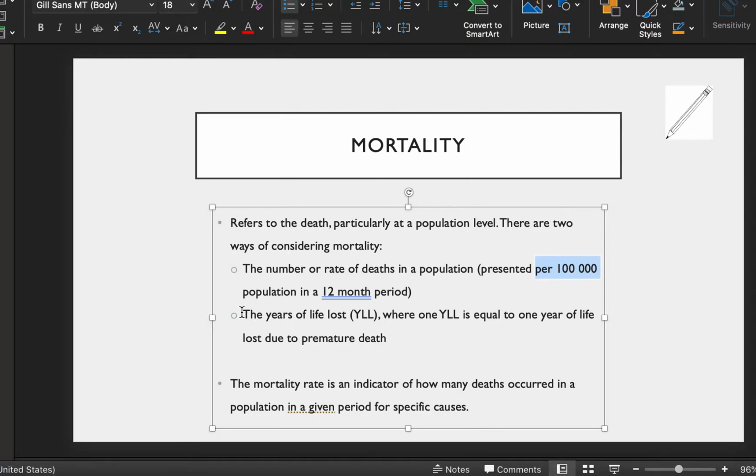One of the other things that we can look at here is the years of life lost. One YLL, or years of life lost, is equal to 1 year of life lost due to premature death in comparison to the life expectancy, which we learnt from Monday is the age that people should be living to according to the data. So the mortality rate is given as how many deaths occurred in a population in a given period for specific causes. And we'll talk about the specific causes momentarily as we move through this PowerPoint.